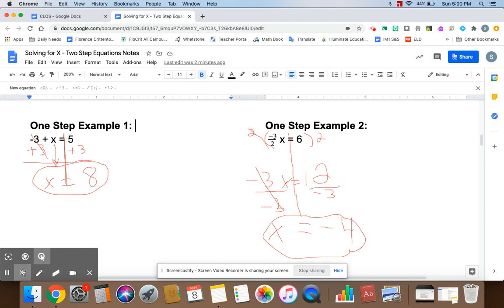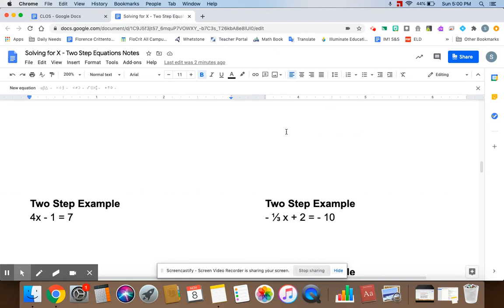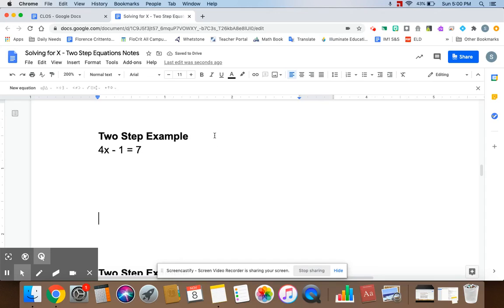So that's how to do both types. Sometimes there's 2 steps. So in this example, there's 4 being multiplied to x, and then there's a -1, and it's supposed to equal 7. So whatever x is, first it'll get multiplied to 4, then you'll -1, and the answer will end up being 7. So to solve for x, I have to go backwards.